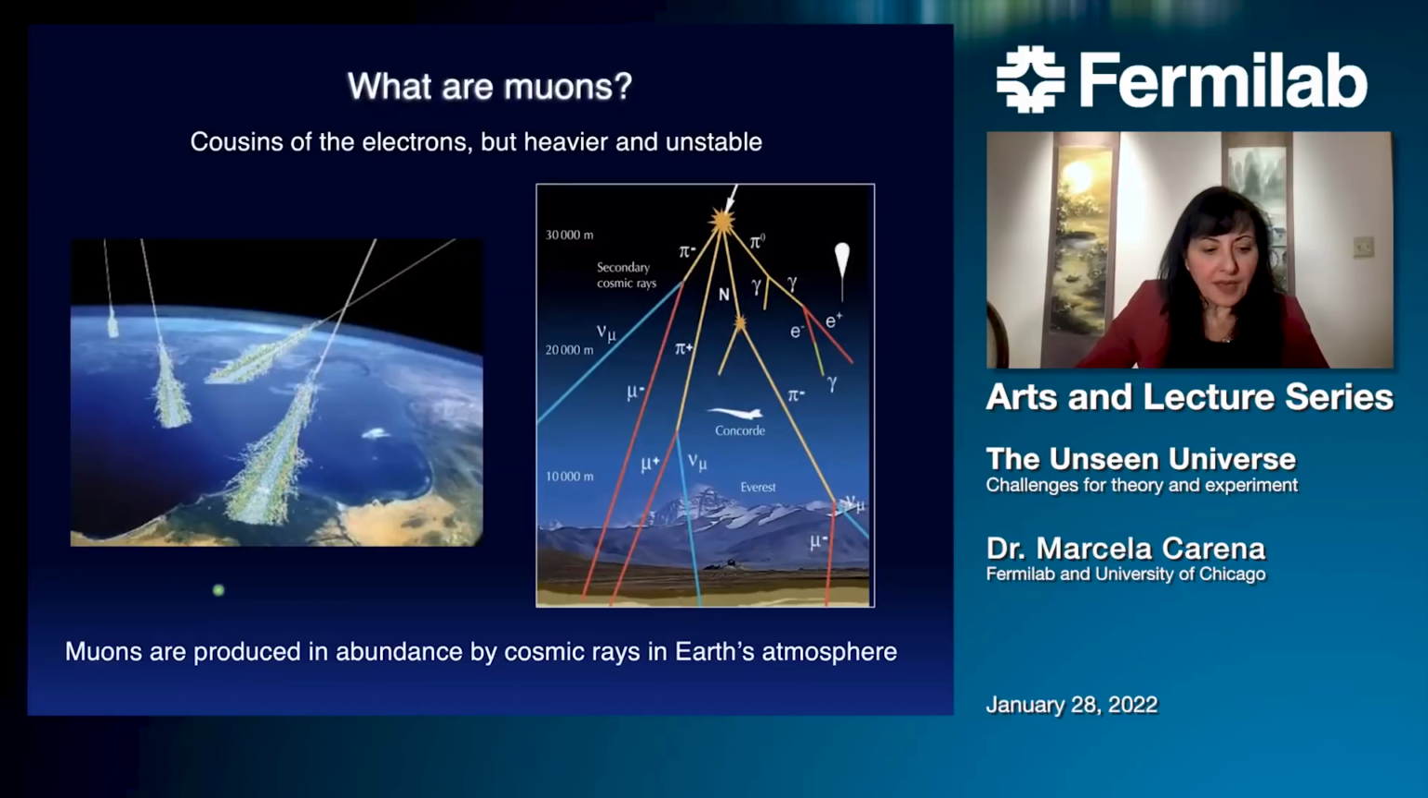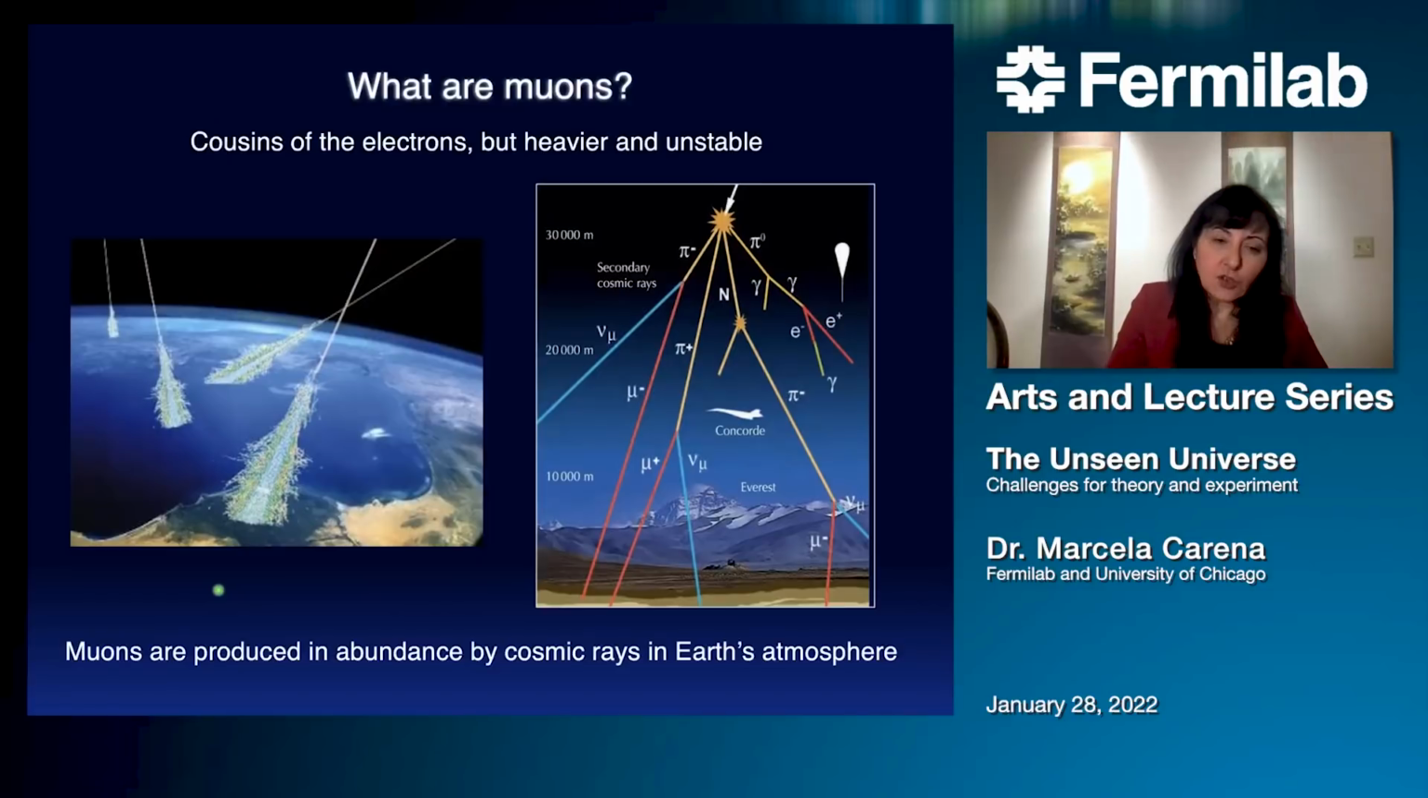Going back here, you may first ask yourself, what are these muons, and how do we experiment with them? Muons have the same physical properties as the electrons, and that's why we call them cousins of the electrons, but they're about 200 times heavier, and they're unstable. If they are at rest, they will live just 2 millionths of a second, 2 microseconds.